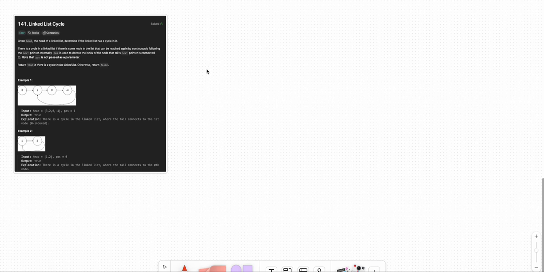So there are different types of linked lists, right? You have a singly linked list and you have a circular linked list. For example, let me show you.